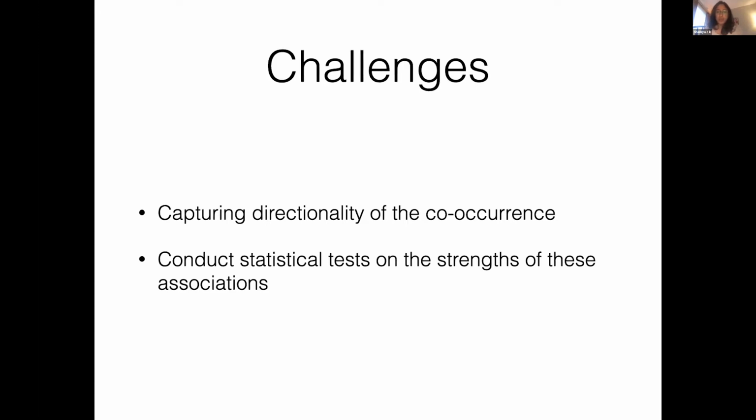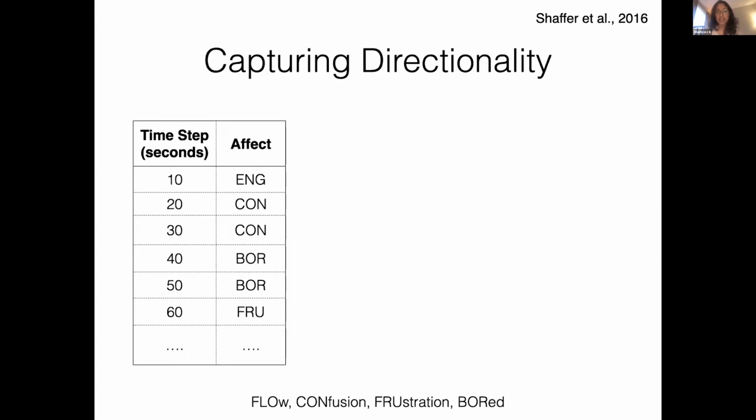Before starting our work with ENA, we had to overcome two challenges in using ENA as is. The first was being able to capture directionality in the co-occurrences, because the way ENA web currently works, it's mostly symmetric data. There is no directionality between the co-occurrences of the codes. The second thing was to be able to conduct tests not just on the whole network, but on individual edges. This is where we extend ENA to add these additional abilities.